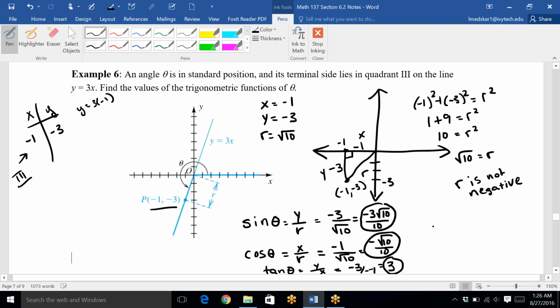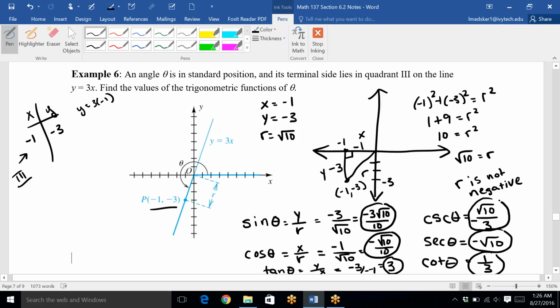If we want our other trig functions, because they did say just find all the values, remember that sine has a reciprocal partnership with cosecant. So cosecant of this theta would be, I would just flip it before you rationalize, that would be square root of 10 over negative 3, or put the negative out front. And secant theta is the opposite of cosine. So that would just be negative square root of 10. And the last one would be cotangent. This is positive 3, so the reciprocal of that is 1/3.